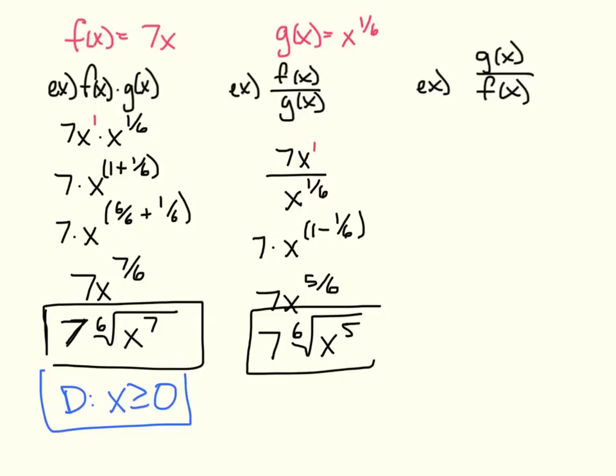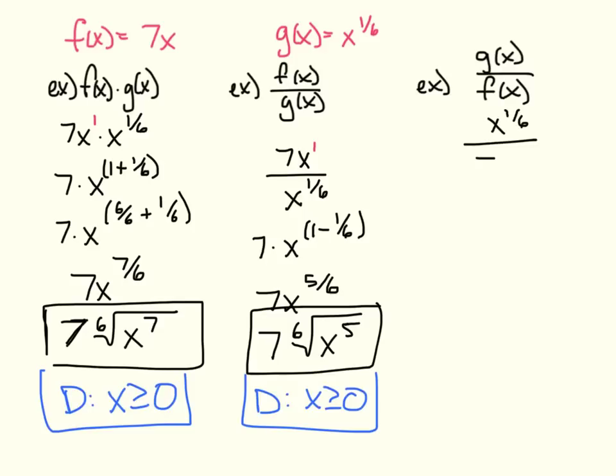Okay, and then now my domain is the same because it's still an even root. So this is x is greater than or equal to 0. Okay, now the last problem is g of x over f of x. So this is x to the 1/6 over 7x.